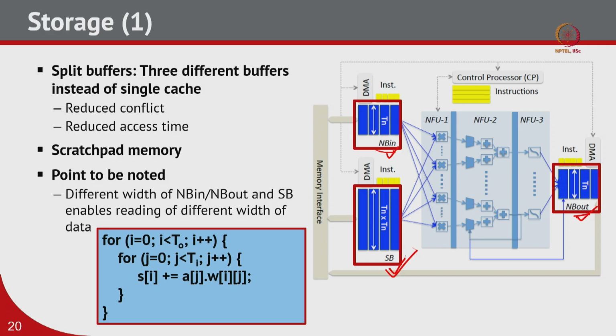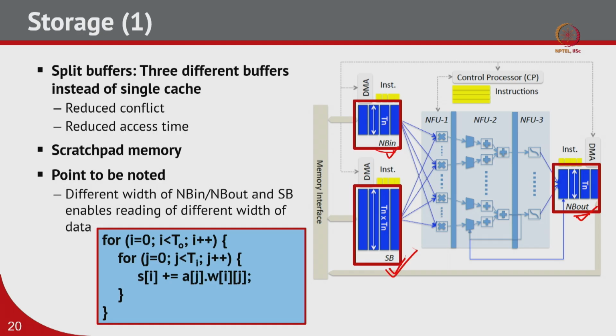In our usual setting of CPU or GPU, in the cache maybe all the inputs, weights and outputs are mixed. That is why there is a conflict, and then whenever we are accessing, the access time is high. Since they have implemented split buffers, there is reduced conflict and the access time is also less. That is one of the advantages of this split buffer.